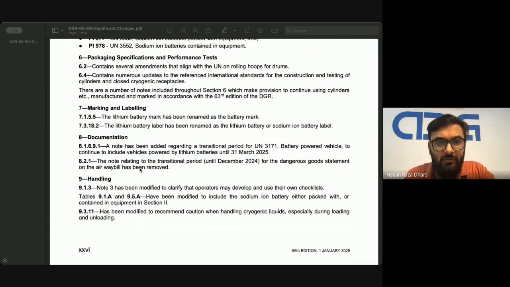Coming to the documentation, a note has been added regarding the transitional period of UN 3171 battery powered vehicle to continue to include the vehicle powered by lithium battery until 31st March 2025. The note relating to the transition period until December 2024 for the dangerous goods statement on the airway bill has been removed. So before there was a statement, dangerous goods as per attached shipper declaration, which has been removed from the latest edition, and now the statement which I can see is dangerous goods as per associated DGD or as per associated shipper declaration.